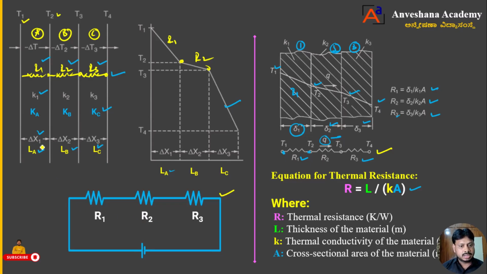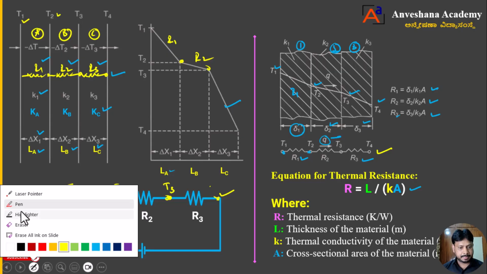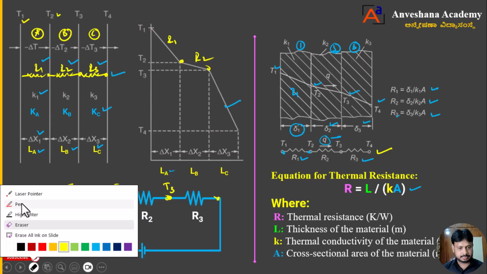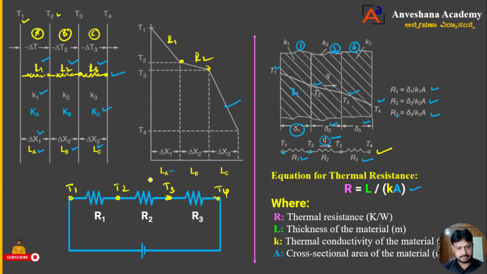R1 represents the resistance offered by material 1, between temperatures T1 and T2. Then T2 and T3 is resistance 2; I can mark it here. Then there is a third material that offers resistance between T3 and T4. This is T3 and this is T4. So T1 to T4 is nothing but delta T, I can call it here, dear students. Now the heat is moving in this direction, that you also have to show.